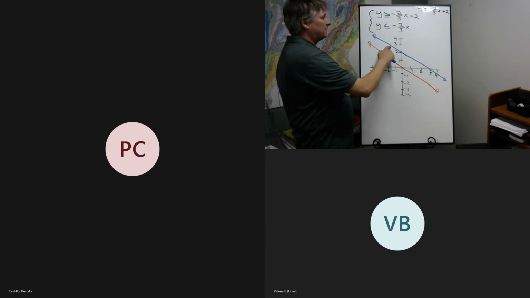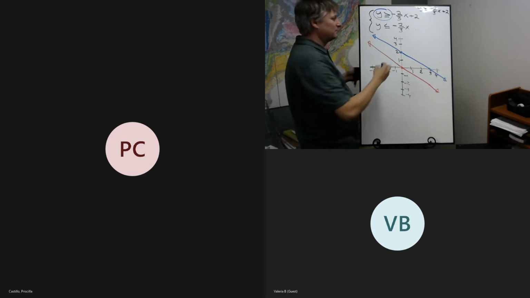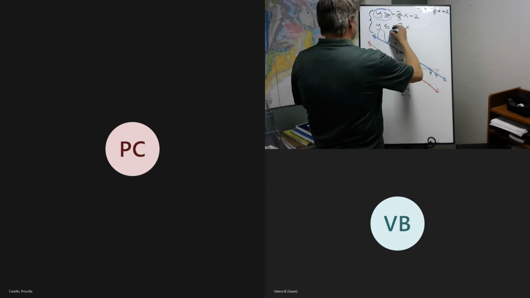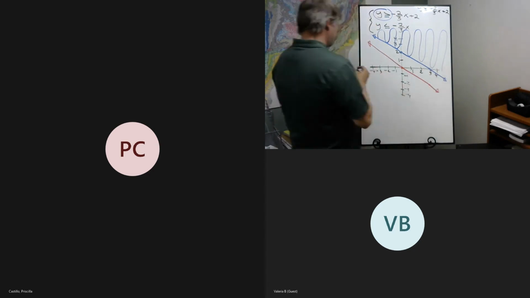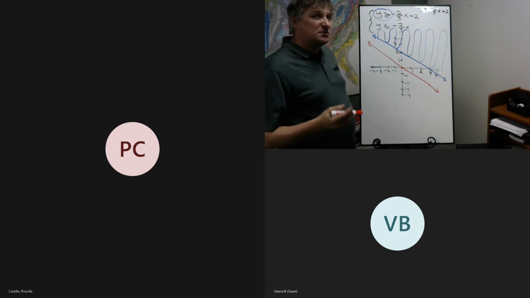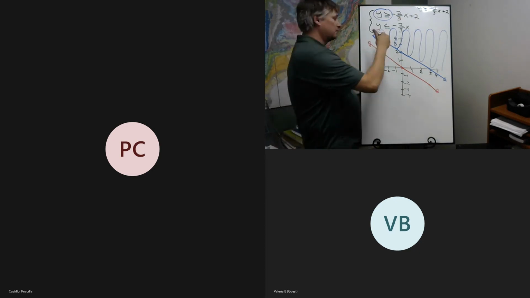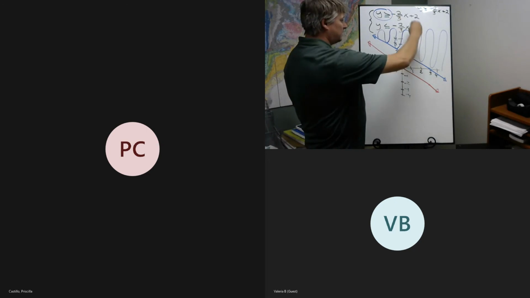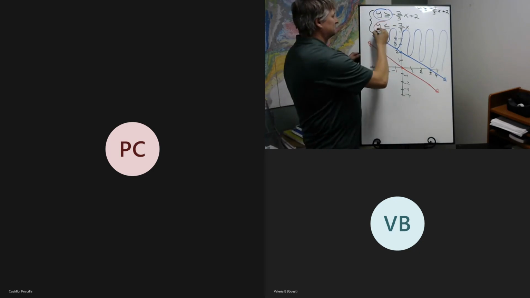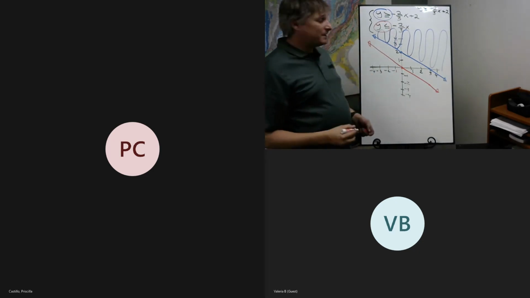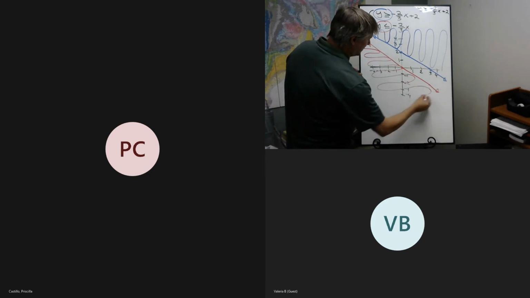For the blue line, y is greater than. So we're going to shade above. Now, this is where things get curious. If this was also y greater than, we would also shade above. But it's y less than. So for y less than, we're going to be in the area below the line.